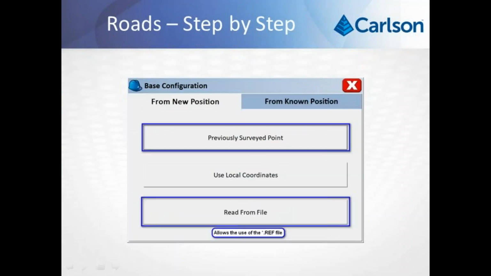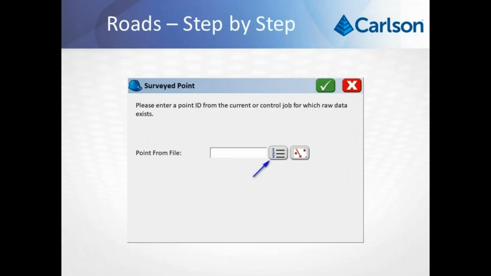So I can either say I'm setting up my base now a couple days later, and I want to use either a previously surveyed point, or I can read from file. And again, this allows the use of that base reference file we just created a moment ago. So in one day's worth of operation, I don't actually have to do this, but if I had come back a couple days later, then this would be the way I would do this. So again, we don't normally need to do this. This is just being shown for illustration.